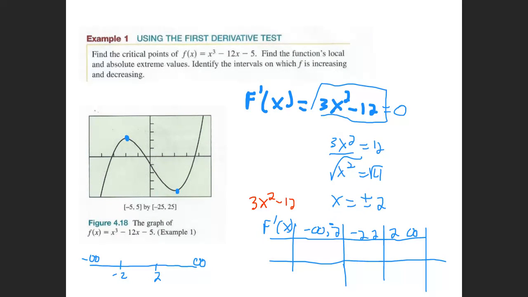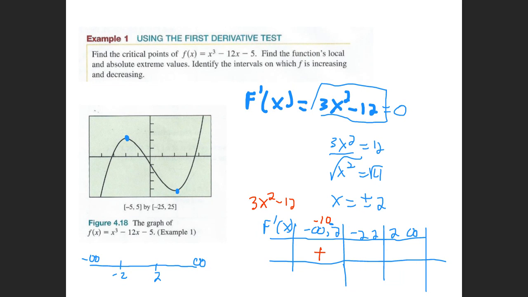Okay, so I'm going to take, let's say, negative 10 here. I'm going to put negative 10 in here. Negative 10 squared is positive 100. 3 times positive 100 is 300 minus 12. And I don't even care what the value is. All I care about is is it positive or negative. This is definitely positive.